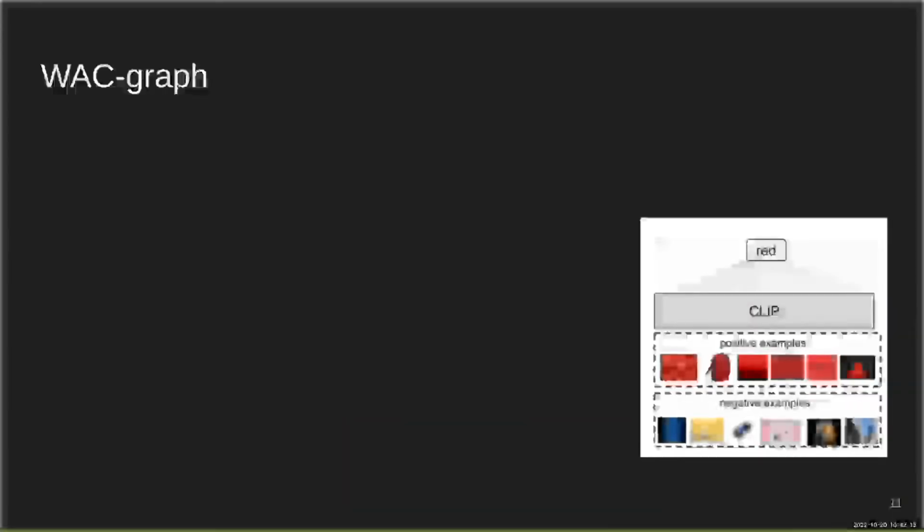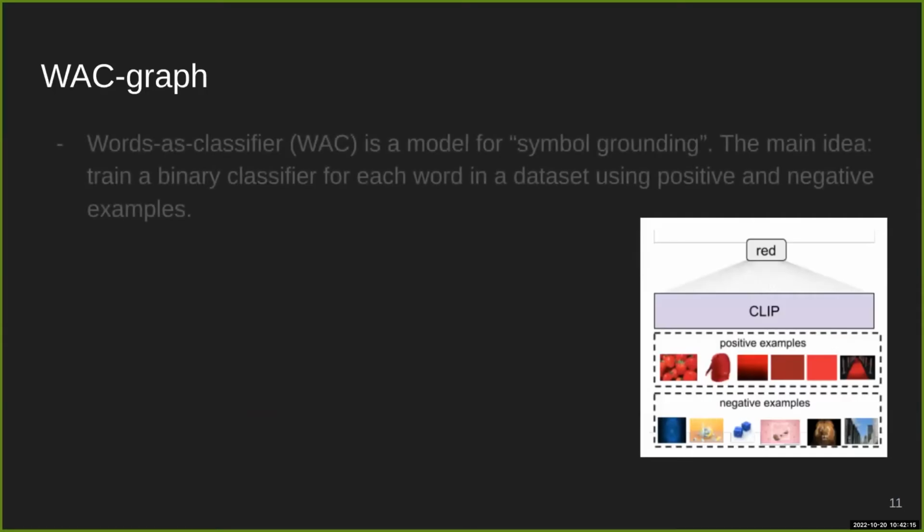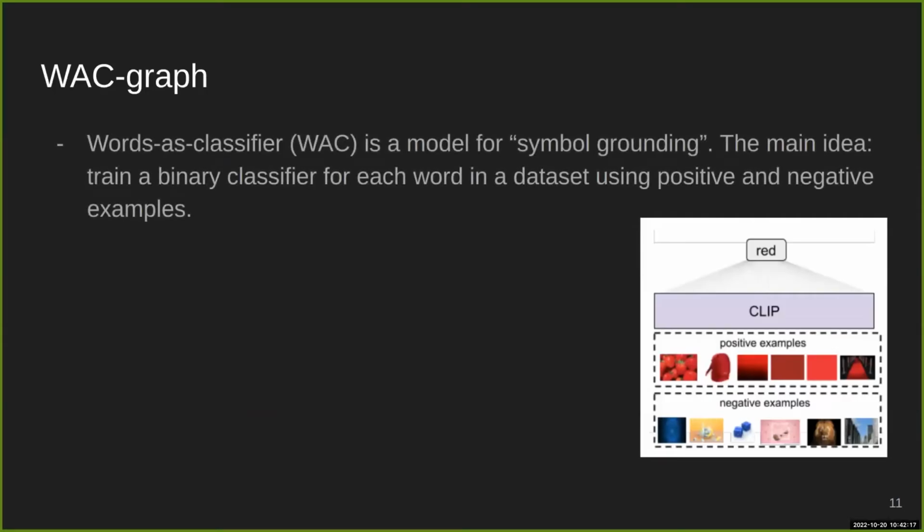Here's a research project that I did with a student, this model that we came up with during my PhD. It's what we call a model for symbol grounding. The main idea is to train a binary class. For example, the word red, we give it a bunch of examples of red things, a bunch of examples of not red things, and we have it learn the difference between the two. And you can use this for lots of different tasks.